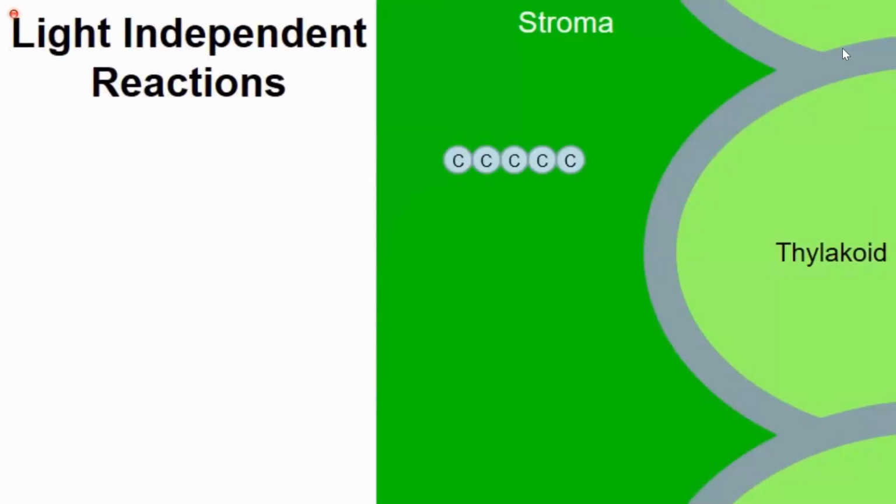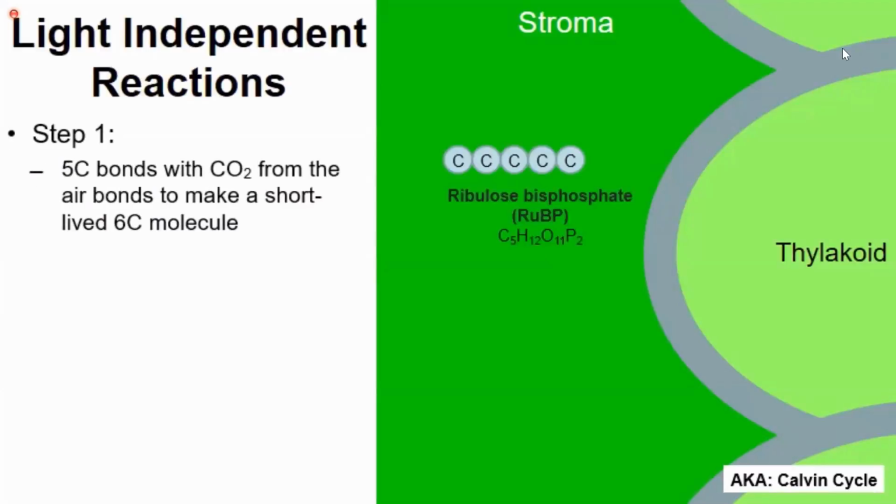Okay, so the light-independent reactions. This is also known as the Calvin cycle, named after the scientist who helped to identify these steps. And so we're going to start breaking it down. First of all, there's a 5-carbon molecule by the name of RuBP, ribulose biphosphate. Now, it has more than just 5 carbons. You can see 12 hydrogens, 11 oxygens, and 2 phosphoruses. But for simplicity, I've only drawn the 5 carbons of RuBP.